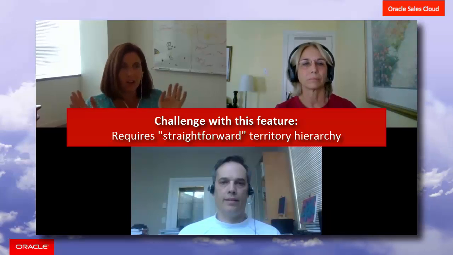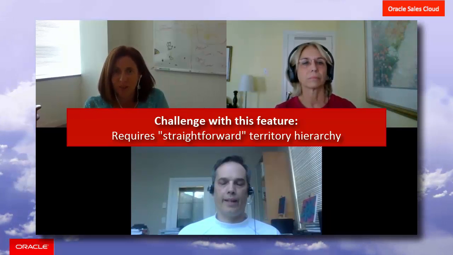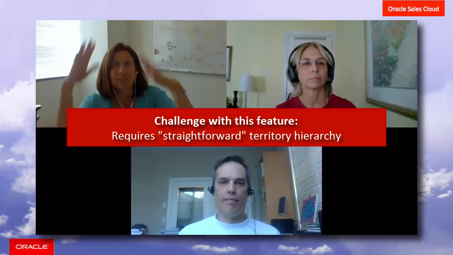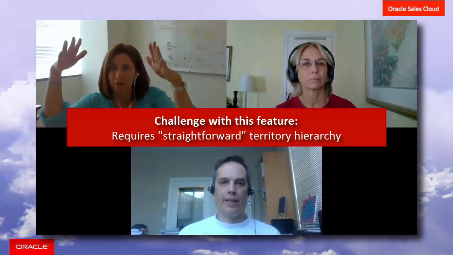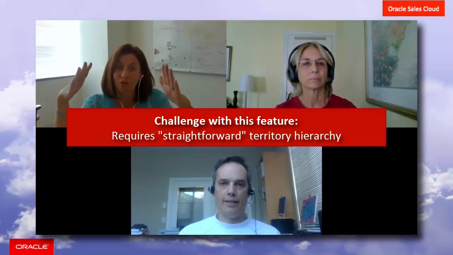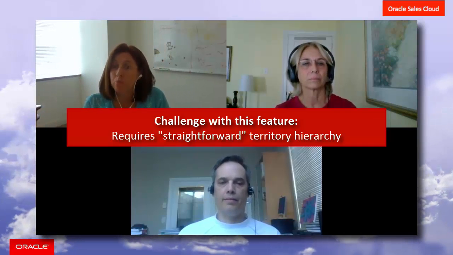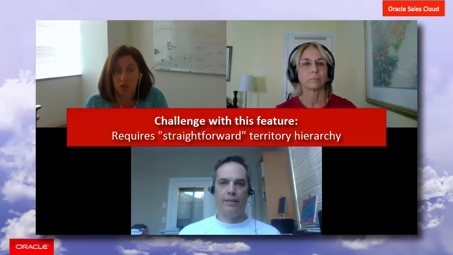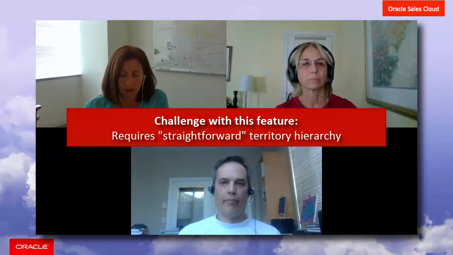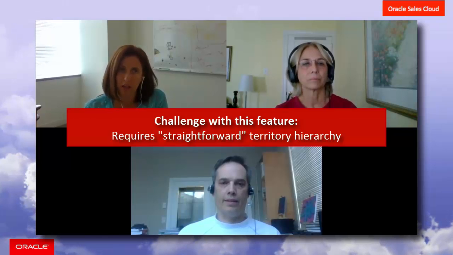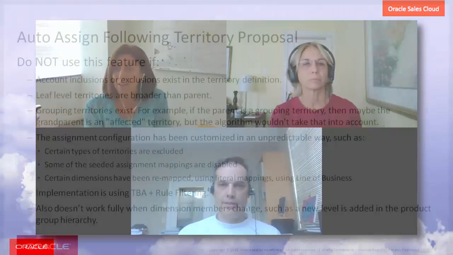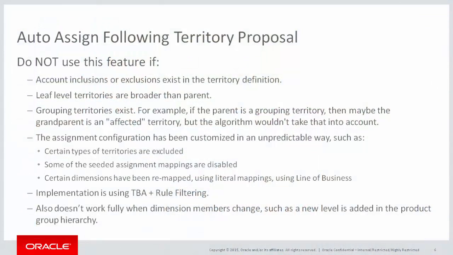If you have just a regular territory with a plain old coverage, and it's a leaf level territory and it fits nicely in a hierarchy where the parent territories have a broader coverage than the leaf level territories, then that would be a perfectly reasonable feature to use. The problem that we've got, though, is if there are implementations that are using manually included accounts or excluded accounts, or if there are situations where the parent territory actually has a smaller coverage than the leaf level territory.